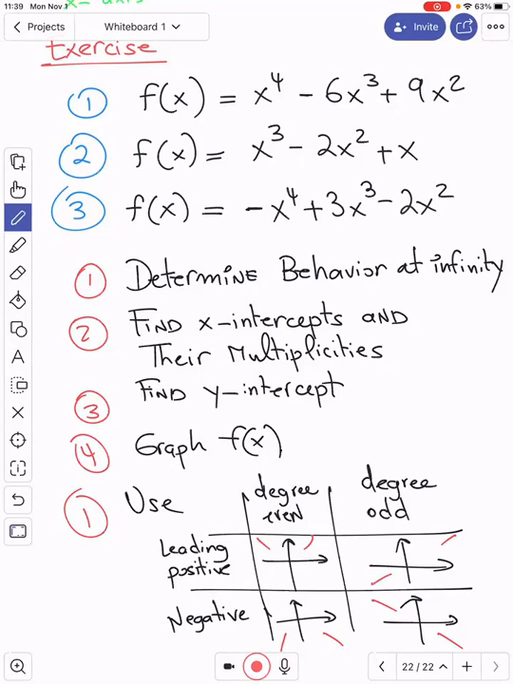Oh, sorry. So this is supposed to be 5. Sorry, it's not 9. I'm sorry about that. So this is supposed to be 5. This is +5. Sorry.